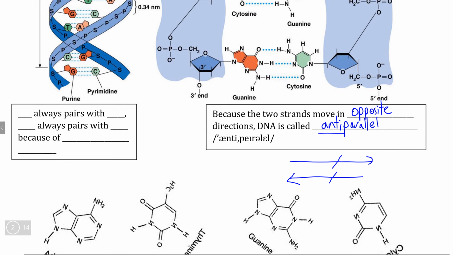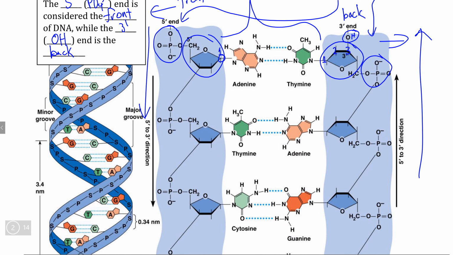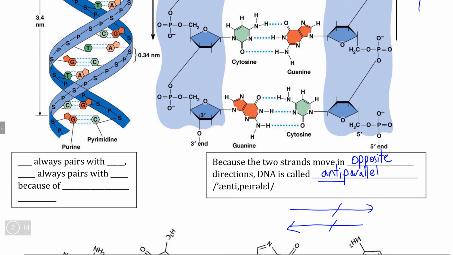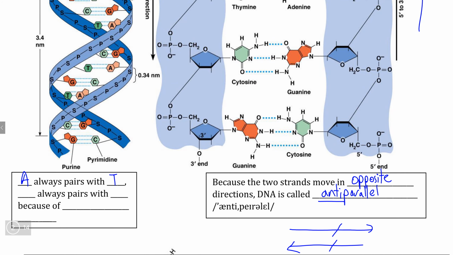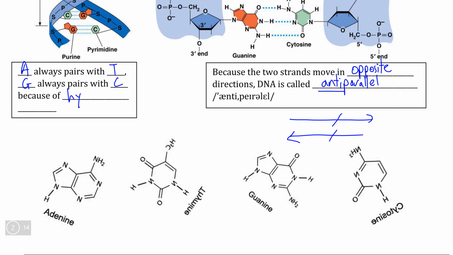Now, if we take a look at the nitrogenous bases in more detail, we see a pattern. We see that A and T are always found together. So A always pairs with T, whereas G and C are always found together. And this occurs because of what we call complementary hydrogen bonding, and we can actually take a look at this hydrogen bonding here.